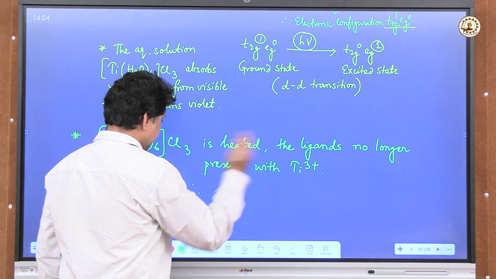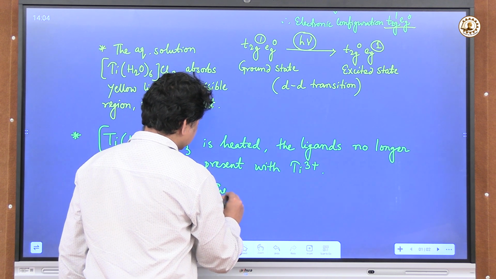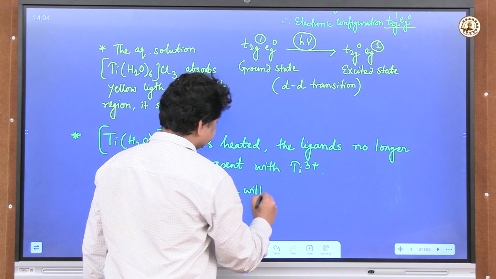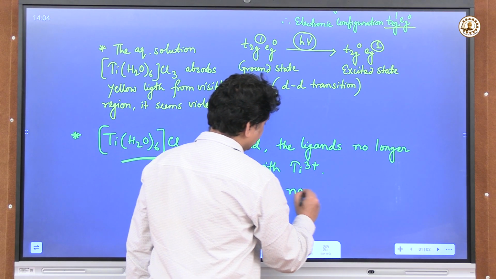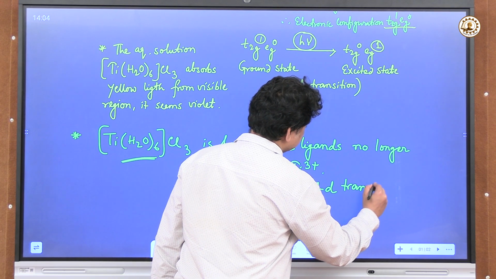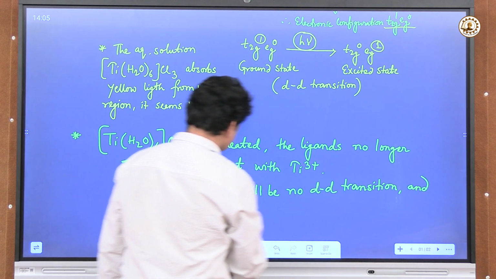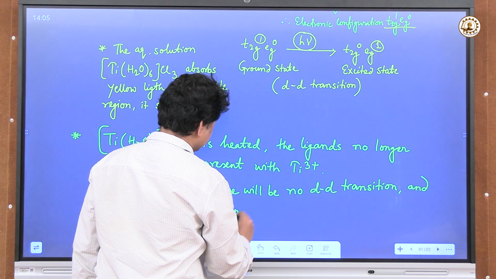Therefore what we can conclude is, in the absence of ligands, there will be no d-d transition, and the complex becomes colorless.